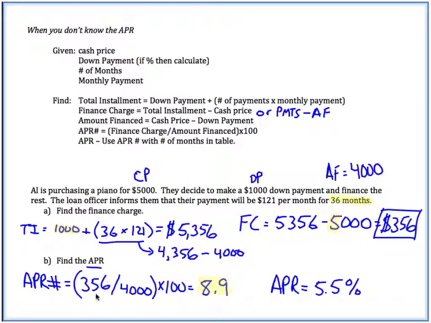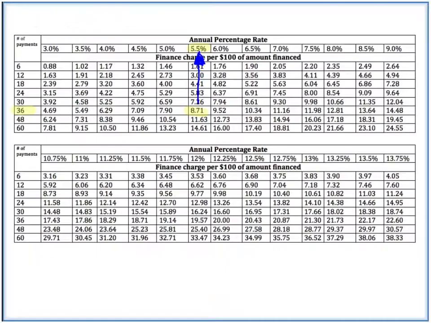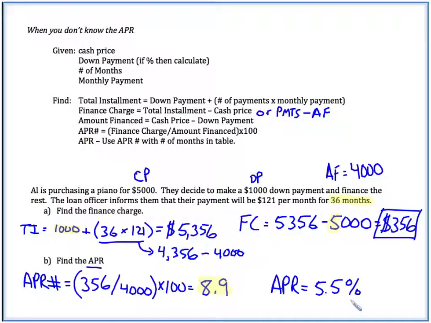Alright, welcome back. So you should have taken your finance charge of $356, divided by the amount financed of $4,000, times 100 gives you an APR number of 8.9. Then, looking here at 36 months, closest to 8.9 would be 8.71, and when we look straight up, we get an APR of 5.5%. And there we are. APR is 5.5%. All right, so that is how you work with fixed installment loans.